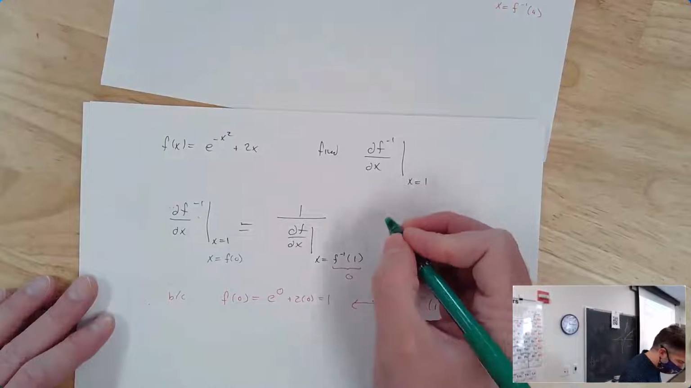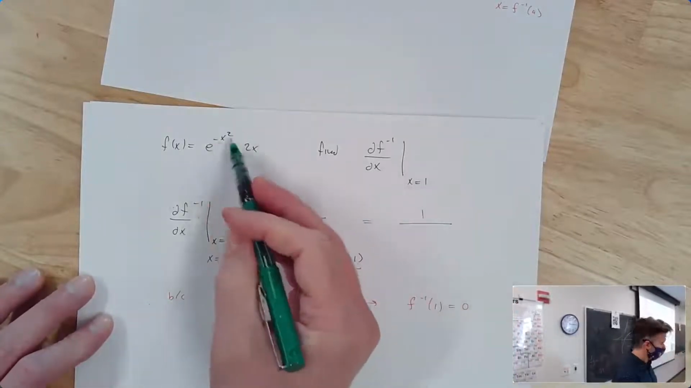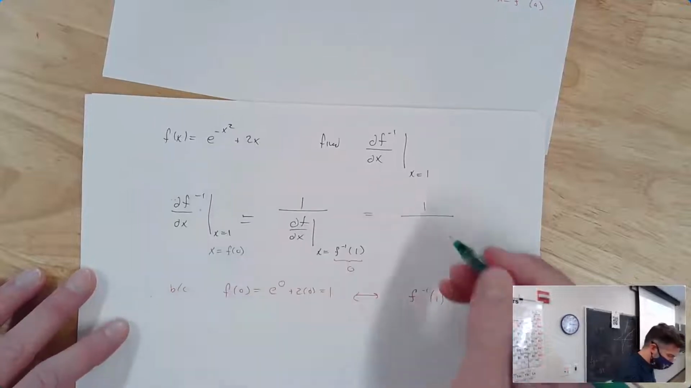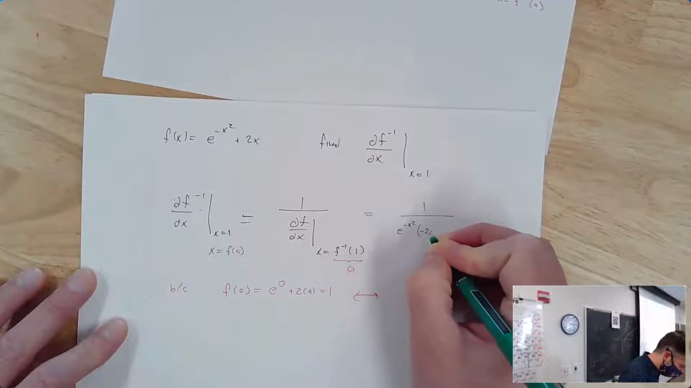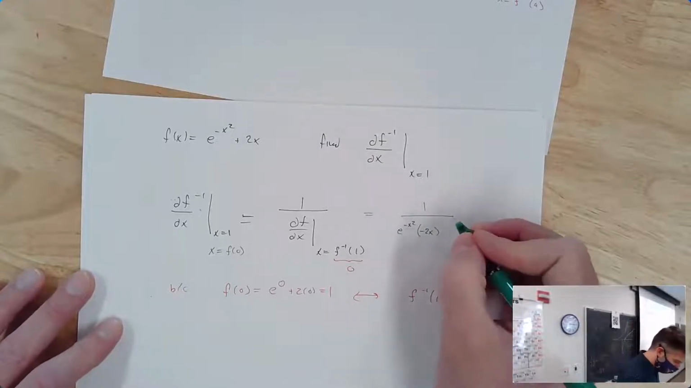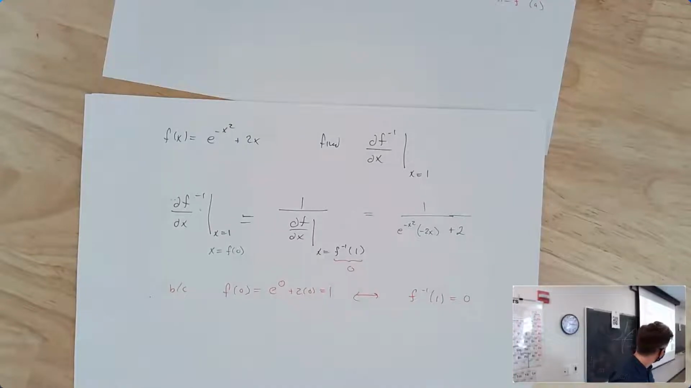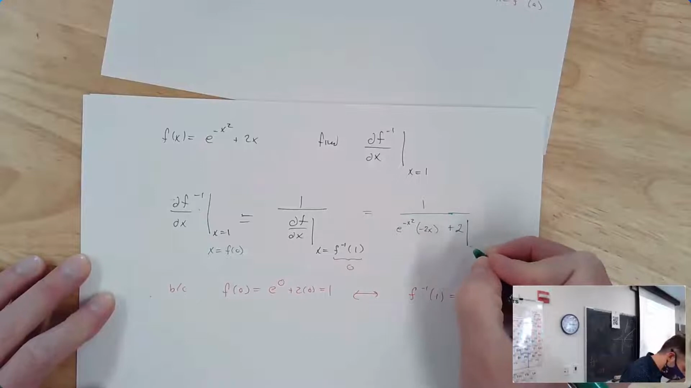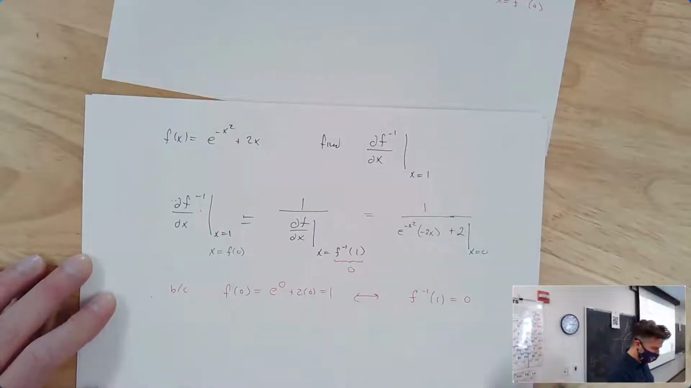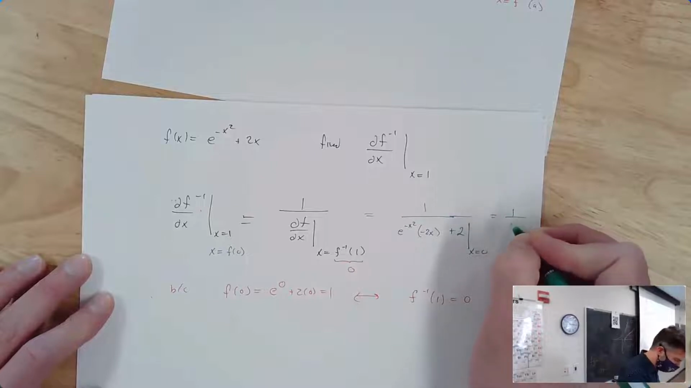And then we just do the thing. It's going to be 1 over the derivative of this function. If you have to use the chain rule, the derivative of e to the stuff is e to the stuff times the derivative of the stuff. And then I'm going to add 2. That's my derivative evaluated at x equal to 0. And plugging in 0, I get 1 times 0 plus 2. So I end up with 1 over 2.